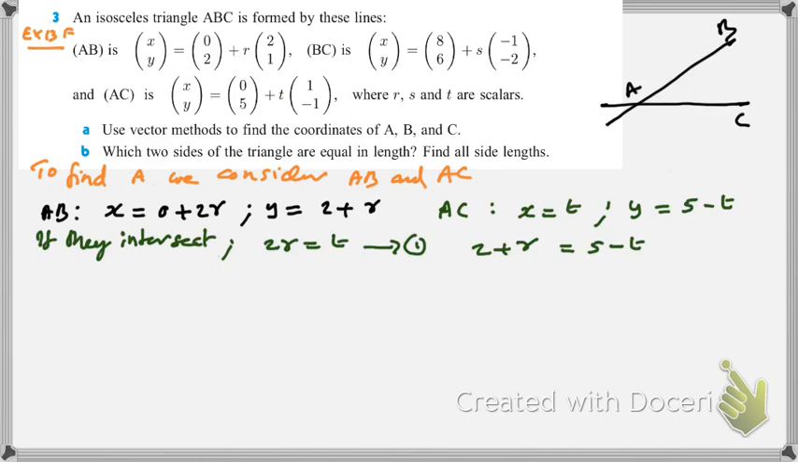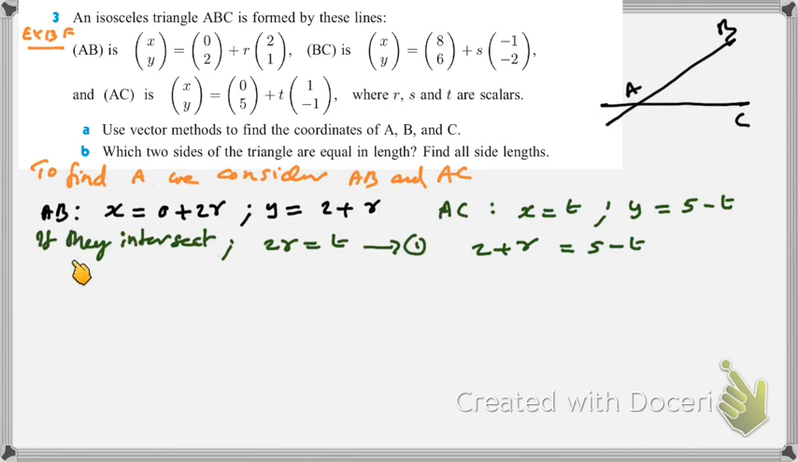And from the second line L2, AC, the corresponding parametric form will be x is equal to 0 plus 1t, which is x is equal to t, and y is equal to 5 plus t into minus 1, which is minus t. So I get y is equal to 5 minus t. So I wrote the first line AB in the parametric form, second line AC also in the parametric form.